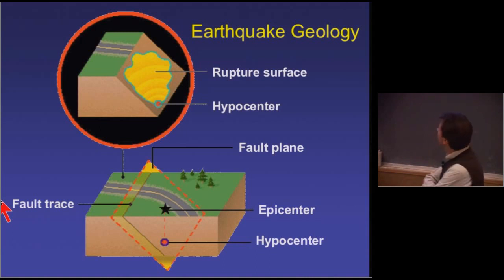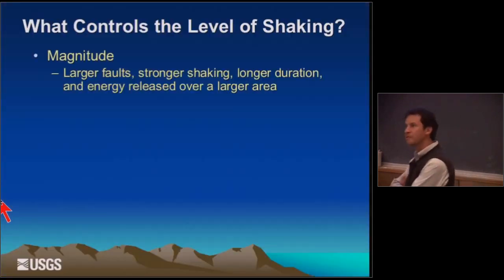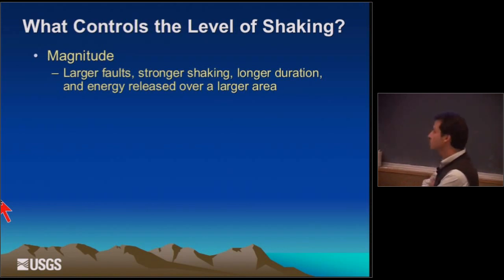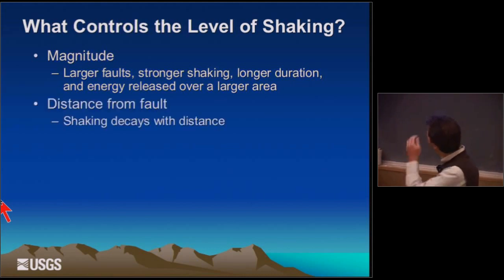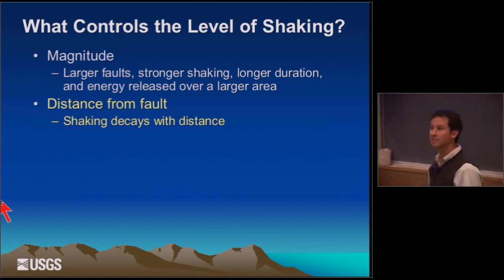So what controls the level of shaking? Well, obviously the magnitude does. The bigger the fault, the bigger the earthquake, the larger the area that's going to experience the shaking. And also, larger faults tend to have larger slips, so the shaking severity is greater. However, distance from the fault is critical. If you're near the fault, you're going to have stronger motions than you are further and further away from the fault. So that's a very important factor. If it's a very deep earthquake, it might not even be felt at the surface.